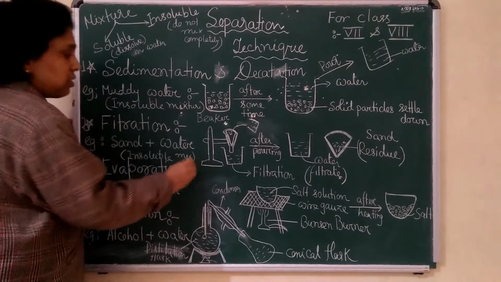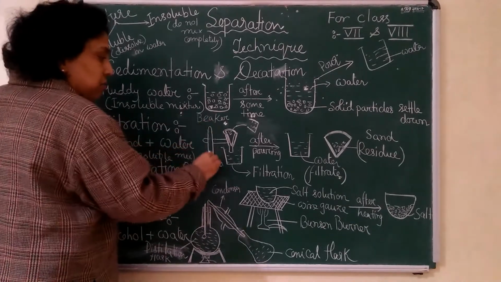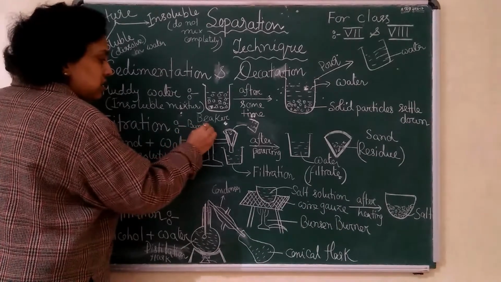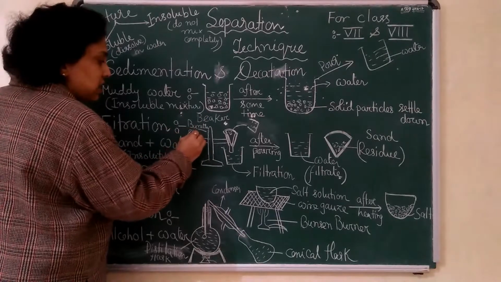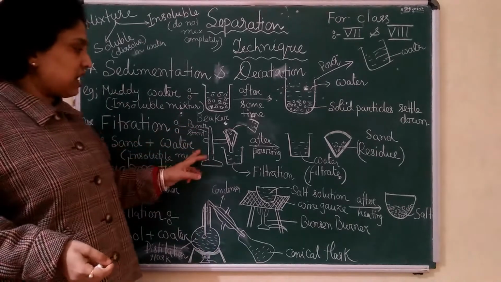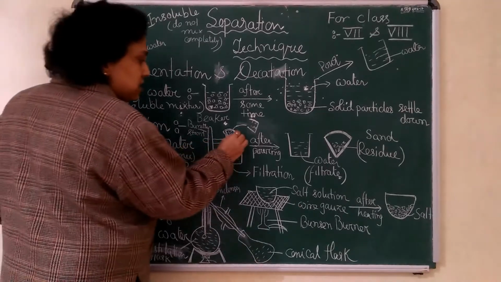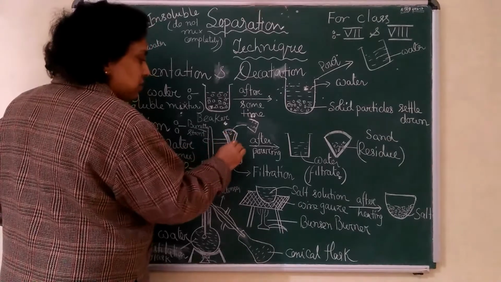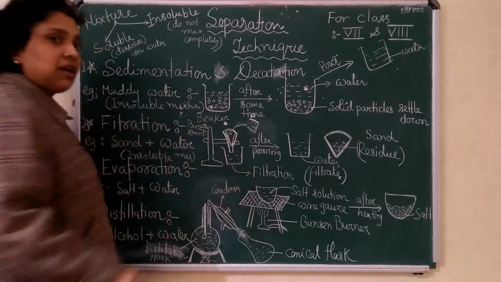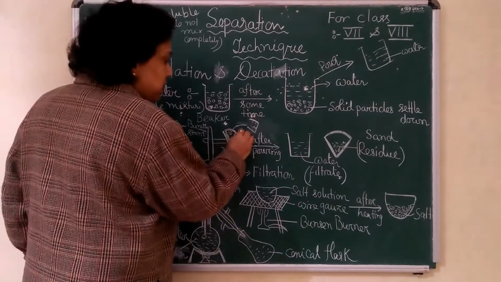So what do you have to do? What is the apparatus arrangement? You have to take a stand. This is called a stand. So you can write: a stand is taken where a funnel is fixed. This is a funnel. This is the arrangement of the funnel. So a funnel is fixed. Inside the funnel we have taken filter paper. This paper is called filter paper.